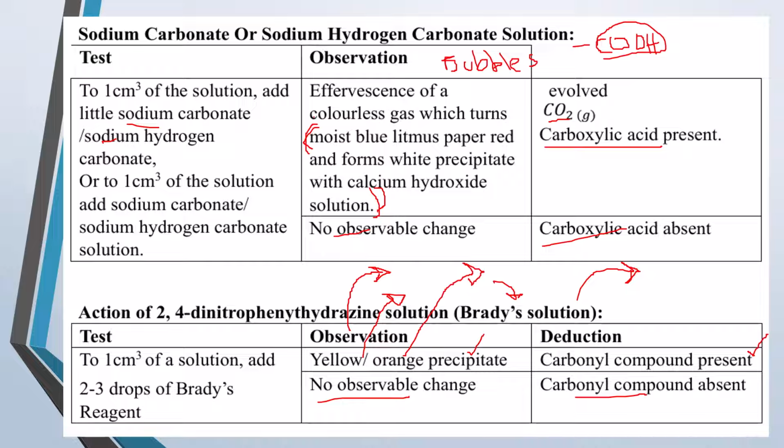Now, like I said, the majority of you get no observable changes because you don't follow the instructions. If they have told you to add 2 to 3 drops of Brady's reagent, there's no need for you to exceed 5. You simply add 2, 3, 4, 5 and then stop. Have you seen any change? Yes or no? No, carbonyl compounds are not present. Yes, carbonyl compounds are present. Yellow precipitate is going to be an aliphatic carbonyl compound. Orange precipitate is going to be an aromatic carbonyl compound.